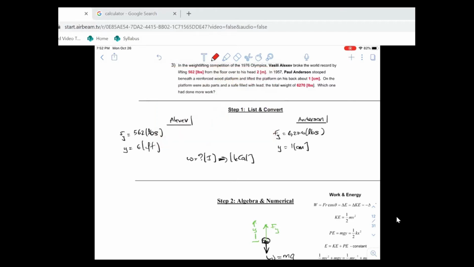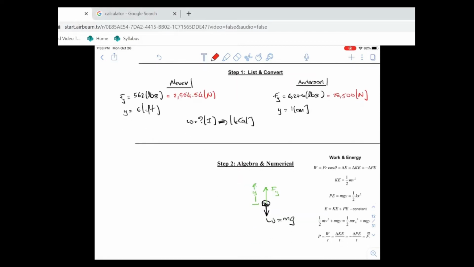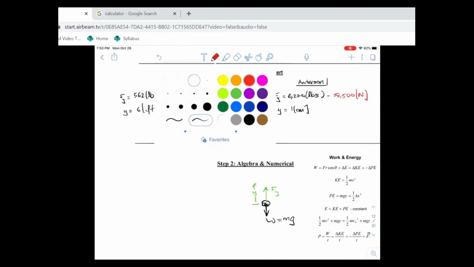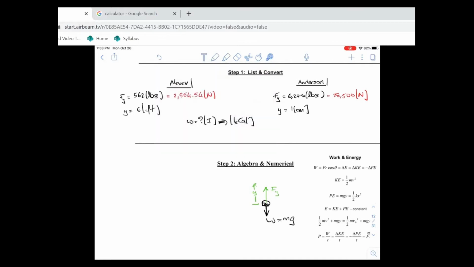Okay, so I've done the conversions already. So the force in this case is going to be 2,554.54 newtons. Here it's going to be 28,500 newtons. That's what we got. Okay, so we're done with the conversions. Okay, so the amount of work done. How do we do the amount of work done in this case? Okay, so the work is going to be, guys, it's right here. It's force times displacement.